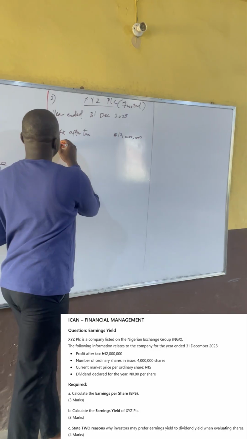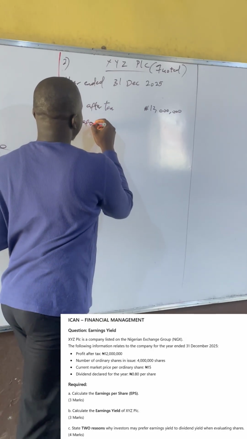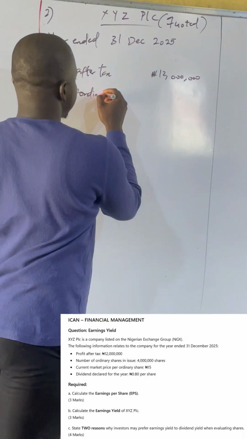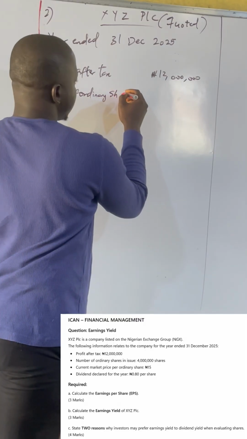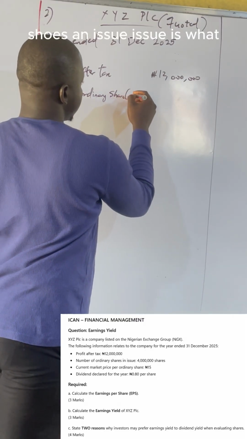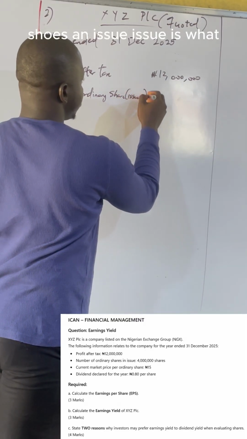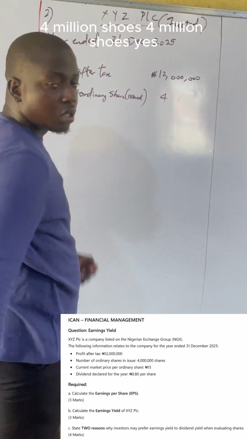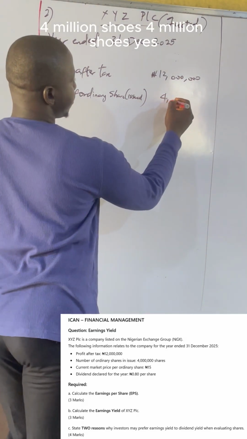Number of ordinary shares in issue is what? 4 million shares.